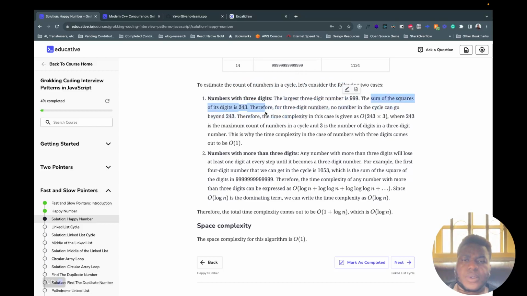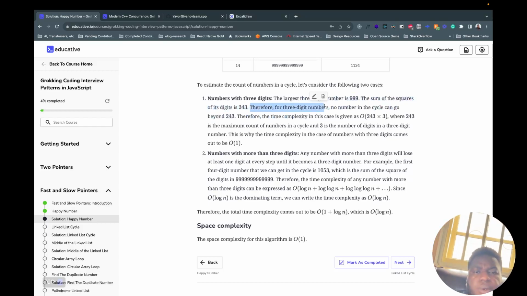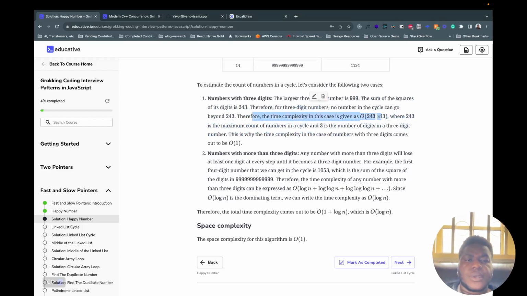The sum of the squares of the digits is 243. Therefore, for a 3-digit number, no number in the cycle can go beyond 243. Okay, makes sense. Therefore, the time complexity in this case is the maximum number.